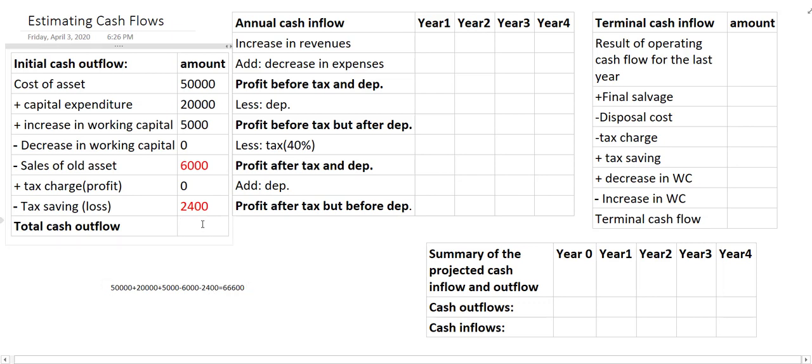66,600. So please mention it here. 66,600 was the initial cash outflow. So you can consider it as the outflow of the project.